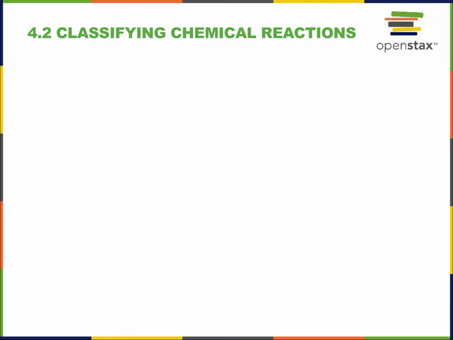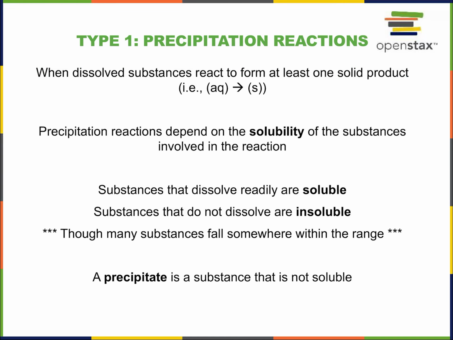In Chapter 4.2, we will discuss how to classify chemical reactions. The first type we will discuss are the precipitation reactions. These are when two reactants that are dissolved, which means in aqueous solution, react to form a solid product.